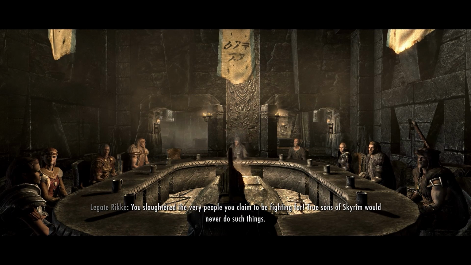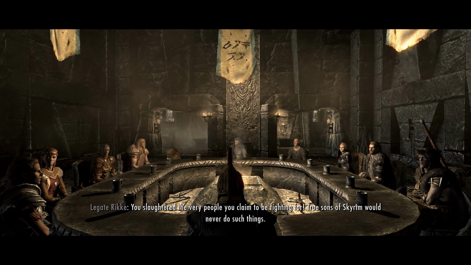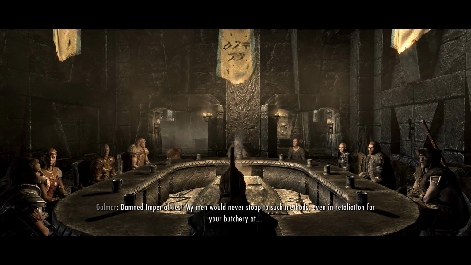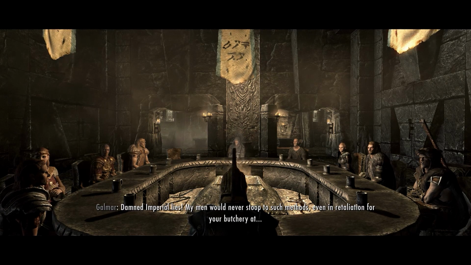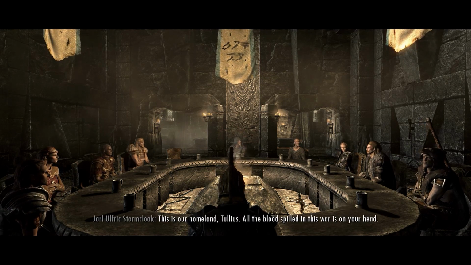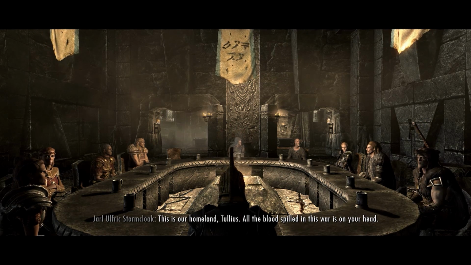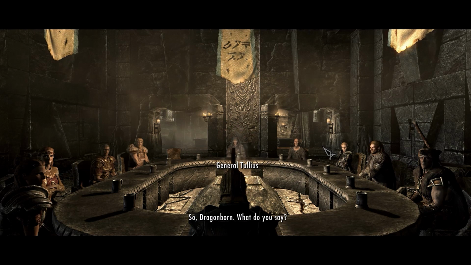You slaughtered the very people you claim to be fighting for. True sons of Skyrim would never do such things. Damned Imperial lies. My men would never stoop to such methods, even in retaliation. This for is your our butchery homeland, at- Tullius. All the blood spilled in this war is on your head. So, Dragonborn, what do you say?